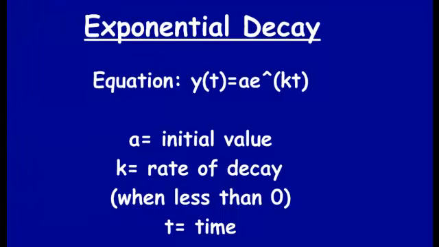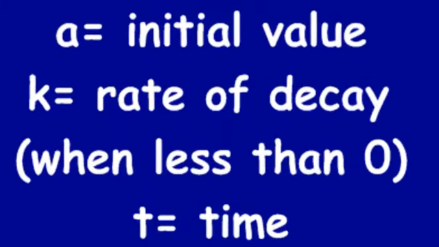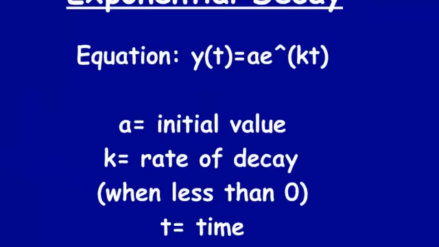Next, we are going to discuss exponential decay. As you may notice, the equation is the same as exponential growth. However, let's see how the variables differ. First, a is the initial value, which is the same as before. Next, k equals the rate of decay, so k is less than 0, which will have a different impact on the graph. And lastly, t is the time, which is also the same as before.